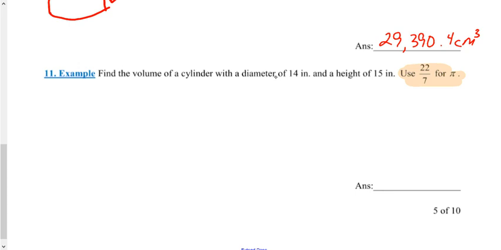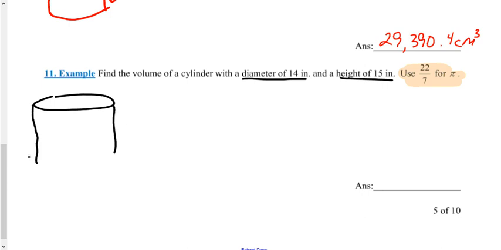But neither one of them is exactly pi, so it's really tit for tat. All right, the diameter of 14 inches and a height of 15. So I'm going to think of it like this. Make a little cylinder down here. I know that this is 15 and this is 14, and that's all the way across.